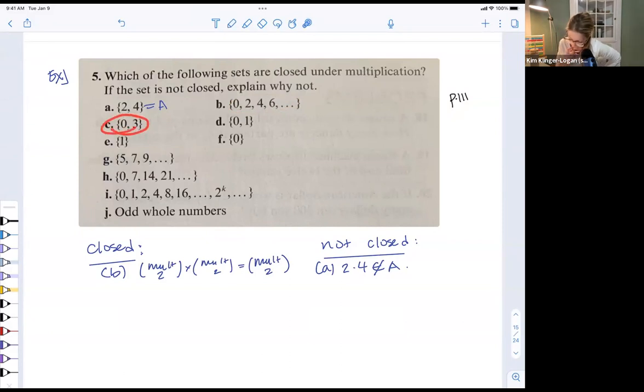For this example here, again, 0 times 0 is in here, 3 times 0 is in here, but 3 times 3 is not. So this is an example of one that is not closed because 3 times 3 is equal to 9, which is not in this set.